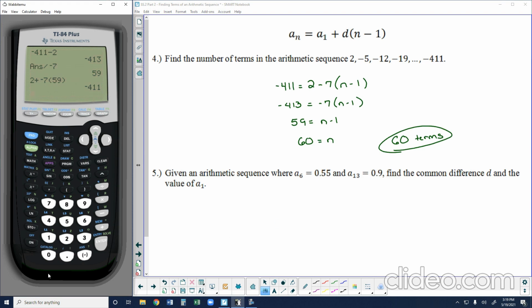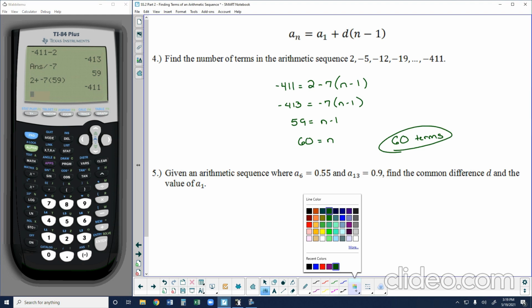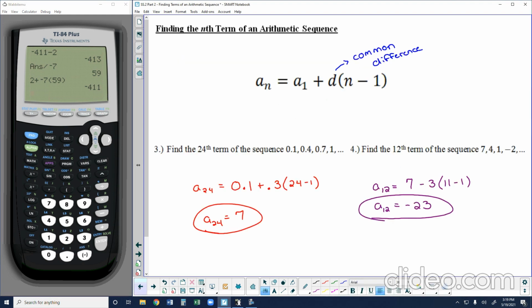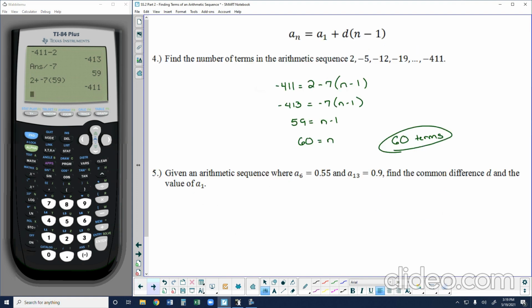Now, problem number 5 is a little bit more complicated. It's not just direct substitution. In the rest of these, we did some direct substitution in problems 3 and 4 to find the terms there. It looks like we have two problem 4s, but in the second problem 4, we did a substitution and then a little bit of solving.